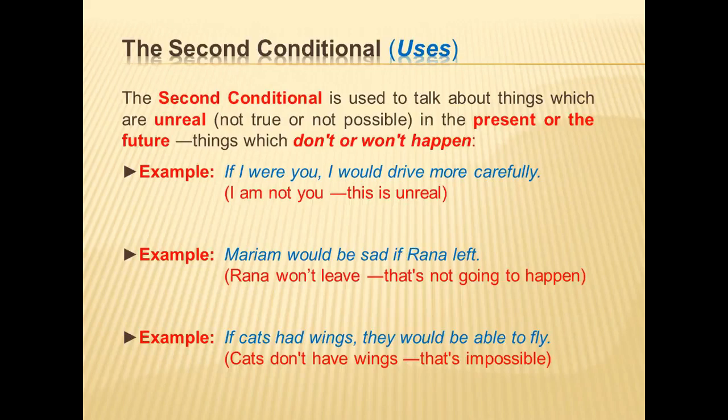For the first example, if I were you, I would try more carefully, but actually I am not you. This is unreal. For example, if I were Mr. A, I would make my face like Mr. B, but in reality I am Mr. A, not Mr. B. For example, number 2, Mariam would be sad if Rana left.